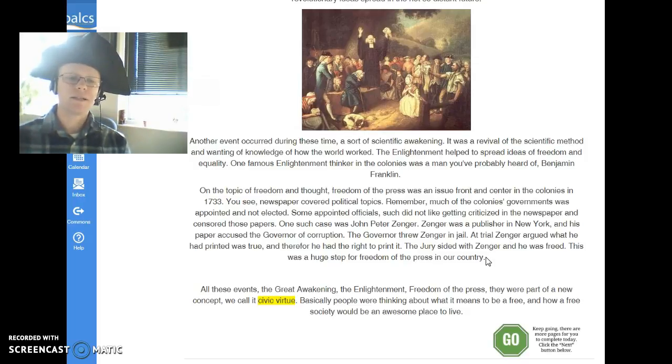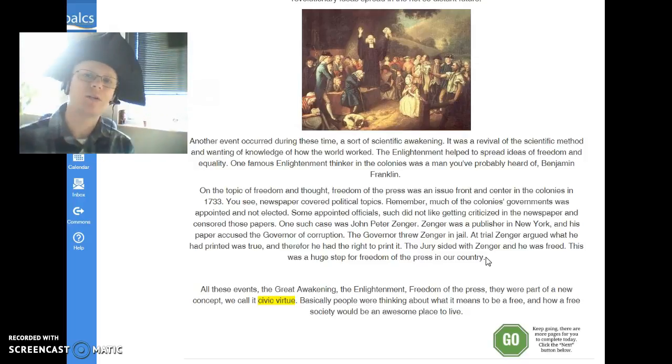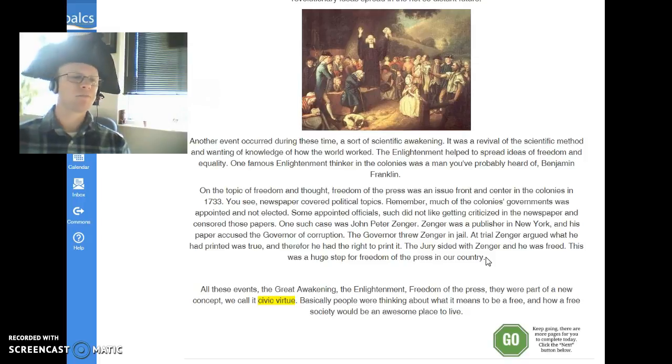And this was a big deal. It's been in every history book I've ever read, because it was really a huge step for freedom of the press to be able to print stuff that's not necessarily good about government officials and not be punished for it, as long as it's true. If it's not true, that's a crime, that's libel.